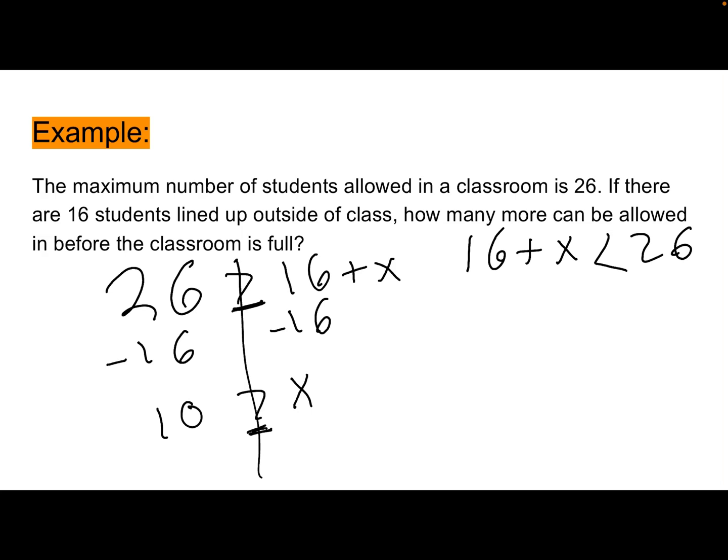And let's think about that. If we plug in 10 for x, so 16 plus 10, that'll be equal to 26. And 26 is equal to 26. So we know that we have the maximum amount of students in the classroom, and we are okay with that.